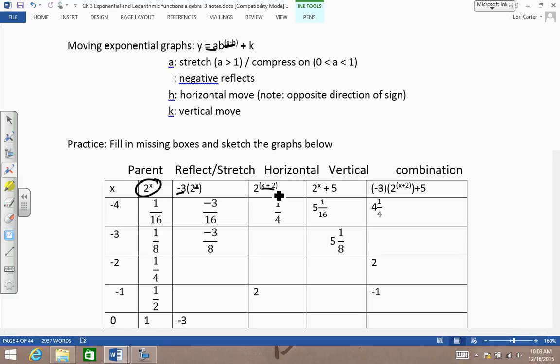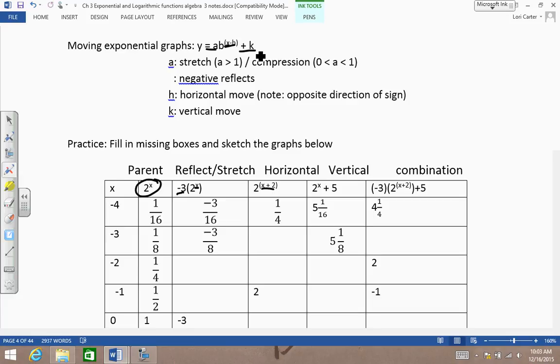To the left. It's always opposite. It's minus h, so that's going to move that whole graph to the left. Now, the k, which is behind, just like before, how did the k move the parabola? Up or down. And that's the same thing. It's going to move the whole thing up or down. So all your moves are the same, except now you're doing it with exponential graphs.